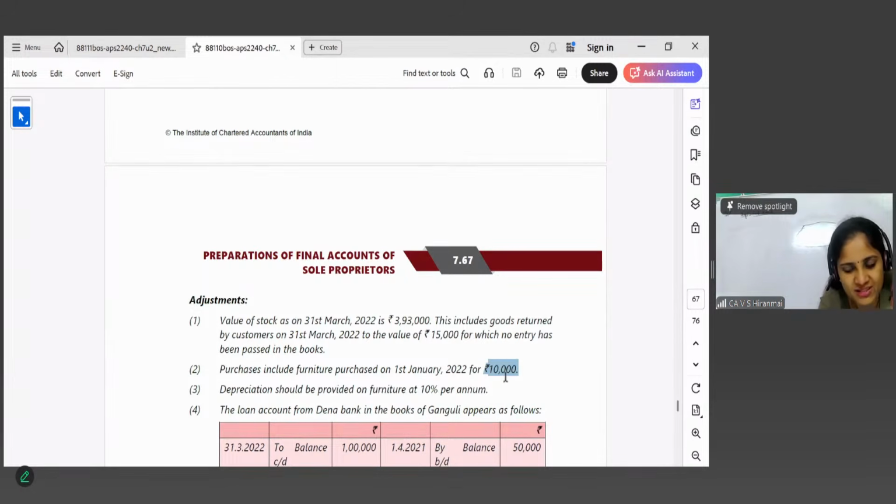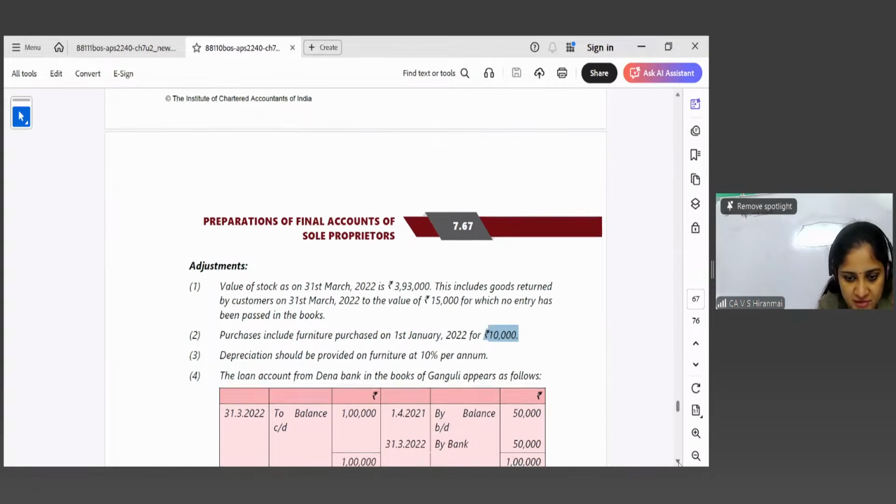Okay. So that will give you 250 rupees, it will be the depreciation on the 10,000 value. So total depreciation will be 900 plus 250, 1,150. That's all. Now the fourth one. All of you please see the fourth point.